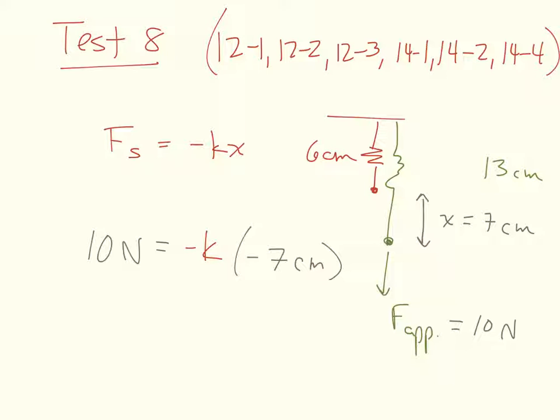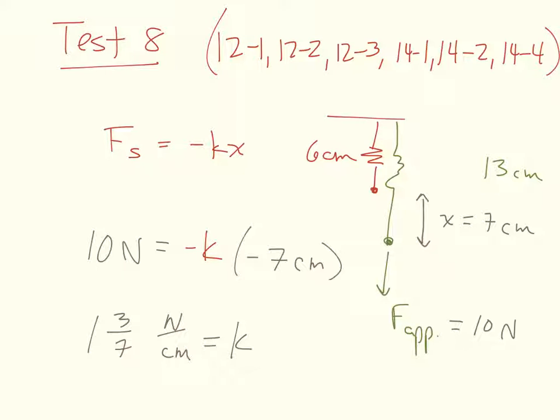What do you got? Newtons per meter. What is it in this case, though? What would it be? Yeah, newtons per centimeter. So you take 10 divided by 7. You get 1 3/7, whatever that turns out to be. It doesn't really matter. 1 3/7 newtons per centimeter. That's what K would turn out to be.